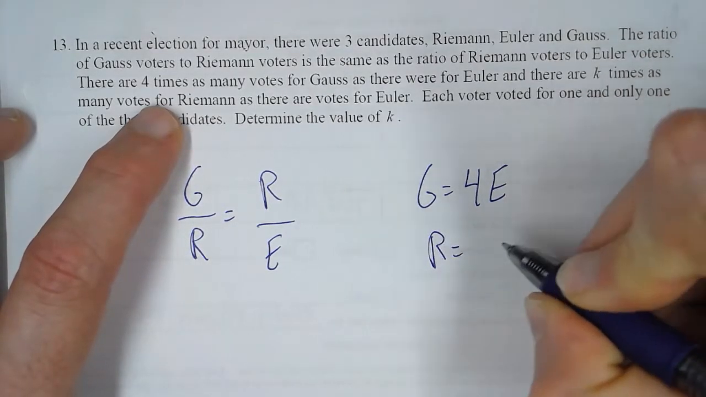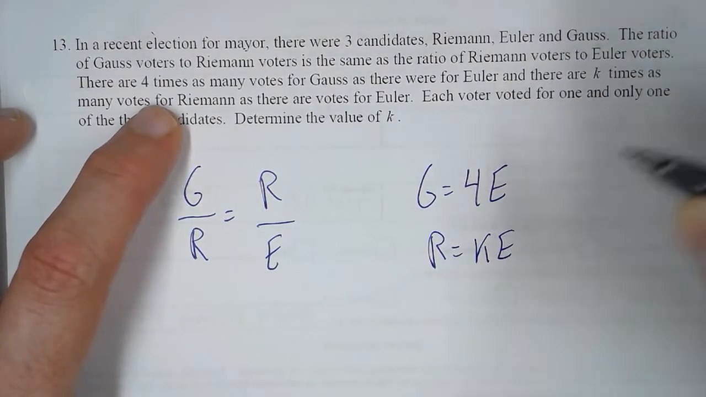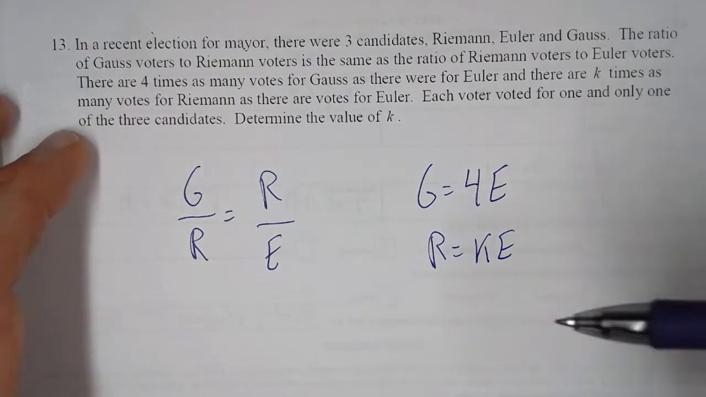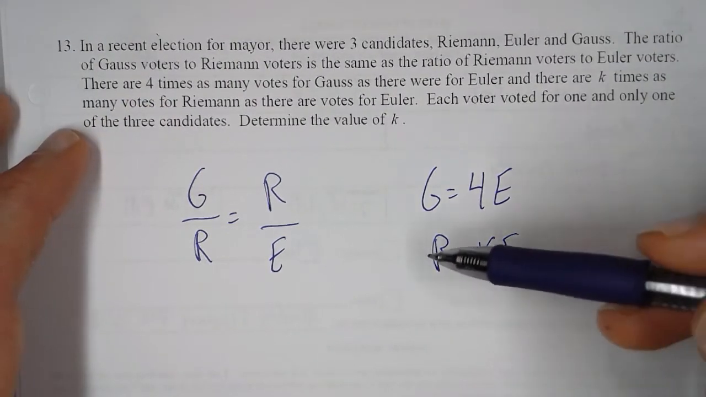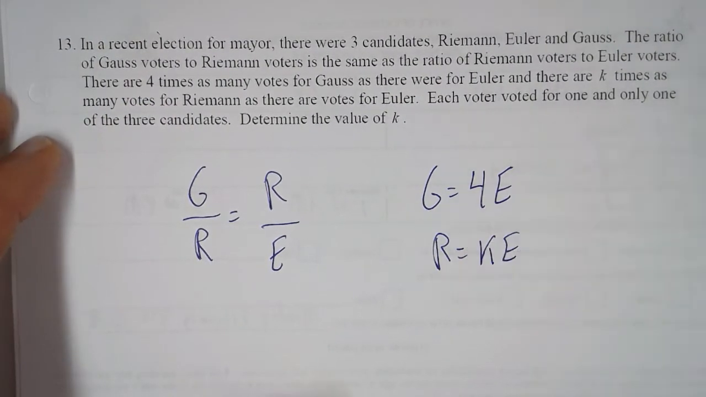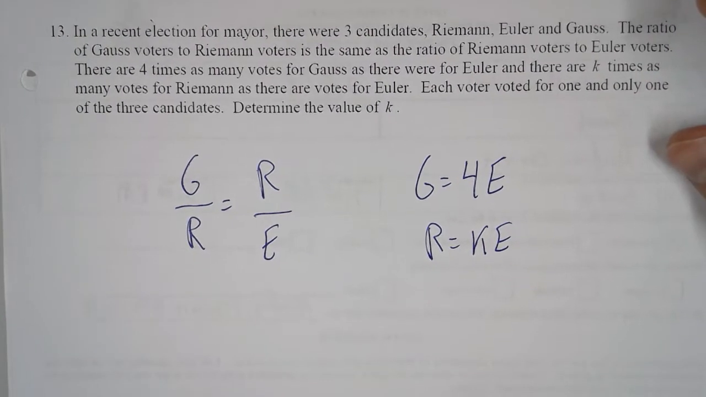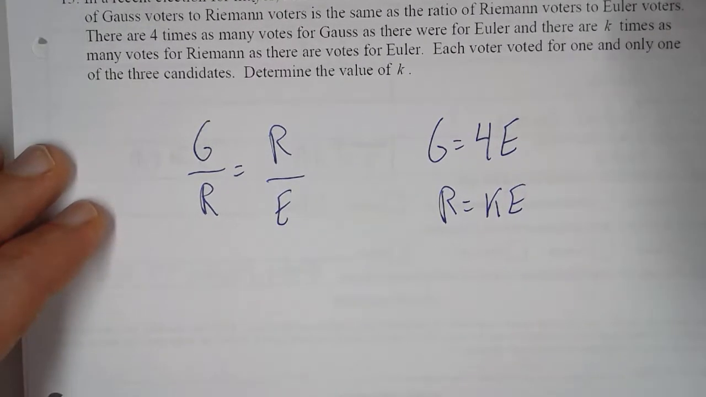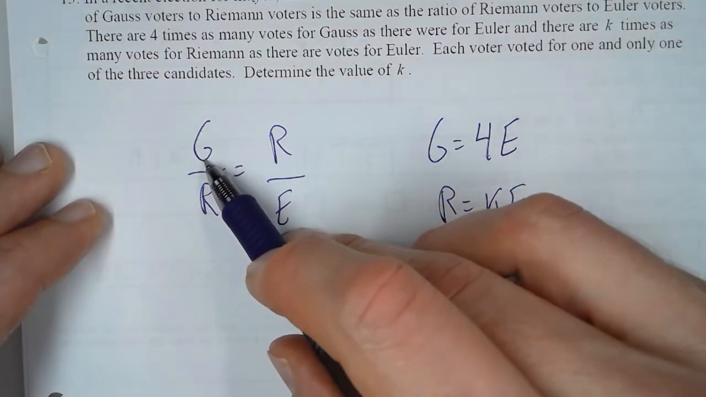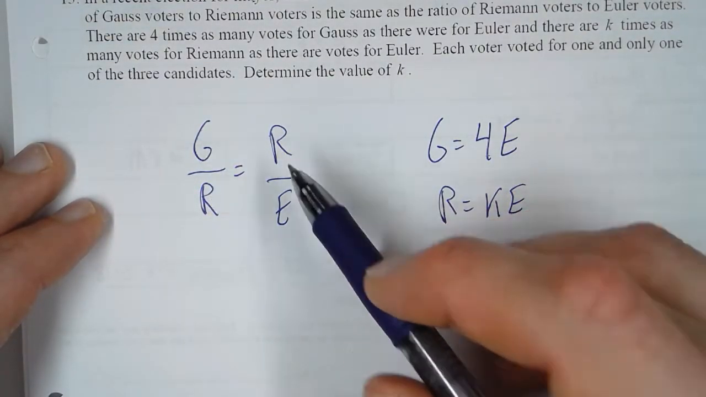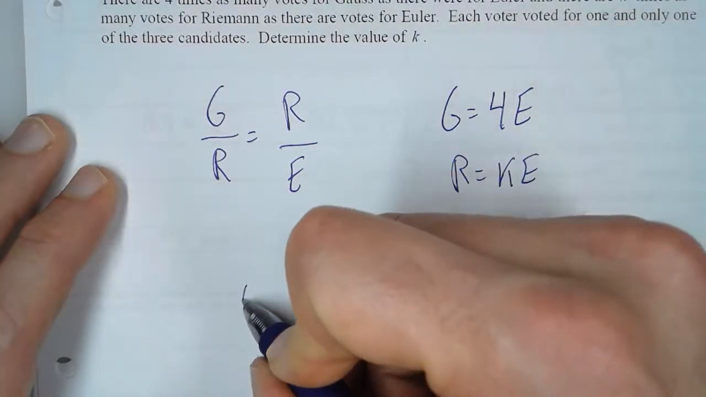So R equals KE. So we'd have to multiply the number of Euler voters times K to equal the number of Riemann voters. Each voter voted for one and only one of the 3 candidates, so determine the value of K. So what we're going to do is substitute 4E in for G and KE in for R.